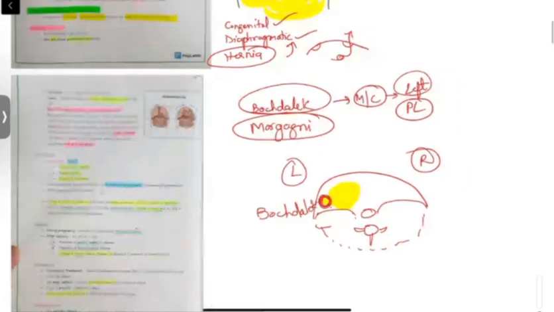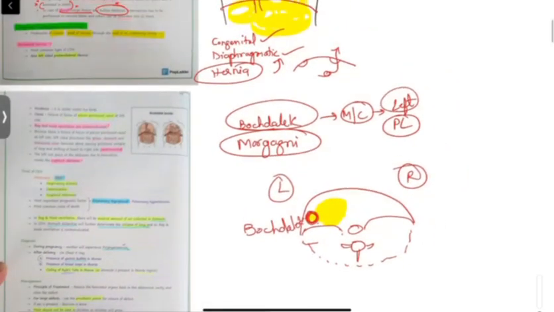Similarly, if it happens in the anterior region, here there is the sternum, between the sternum and the diaphragm there will be a weak point. If the herniation happens here in the anterior just below the sternum, then that is called Morgagni hernia.